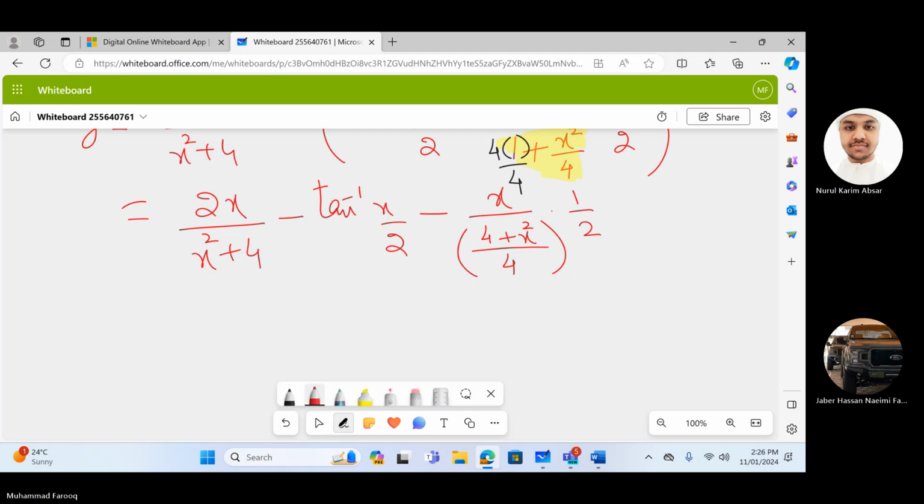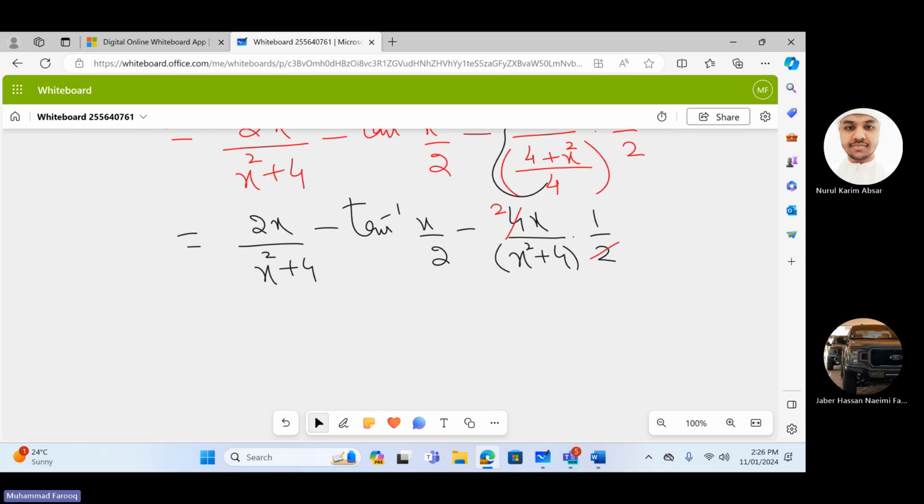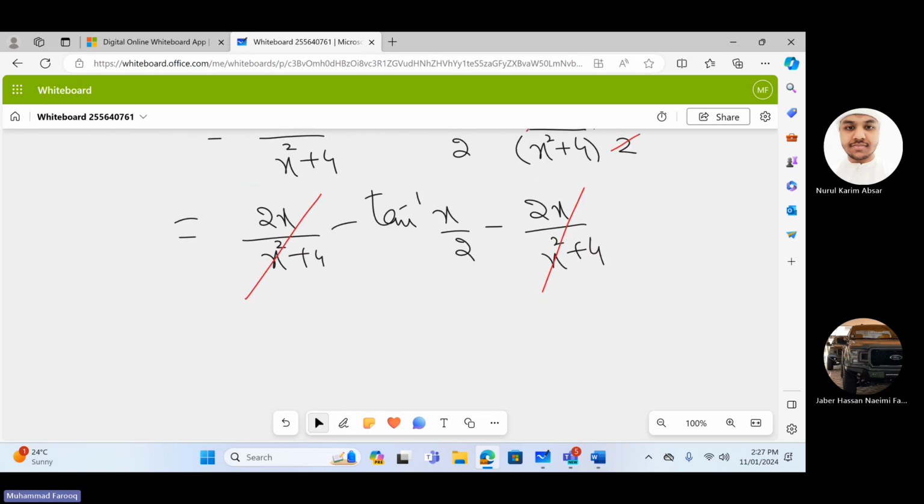Very good. So please copy this one now. We have 2x divided by x squared plus 4 minus tangent inverse of x by 2. Kindly flip this portion like that. Now 4 will go with whom? With x. So 4x divided by 4 plus x squared, can I write it as x squared plus 4? Yes. And times we have 1/2. I can cancel out this and that. Now I have 2x divided by x squared plus 4, minus tan inverse of x by 2, and minus 2x divided by x squared plus 4. Cancel out these same quantities. What's the answer? Negative tan inverse of x. I hope you understand.